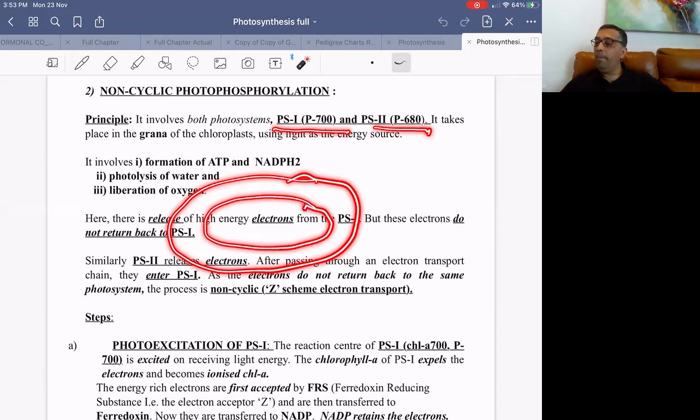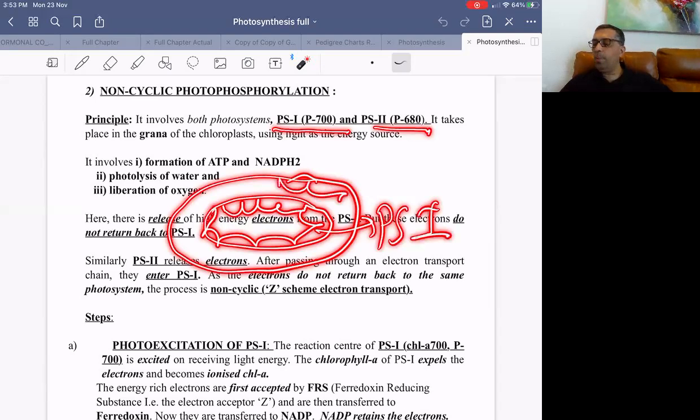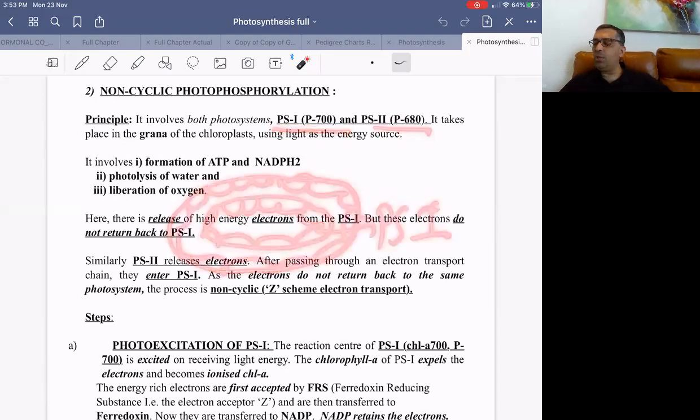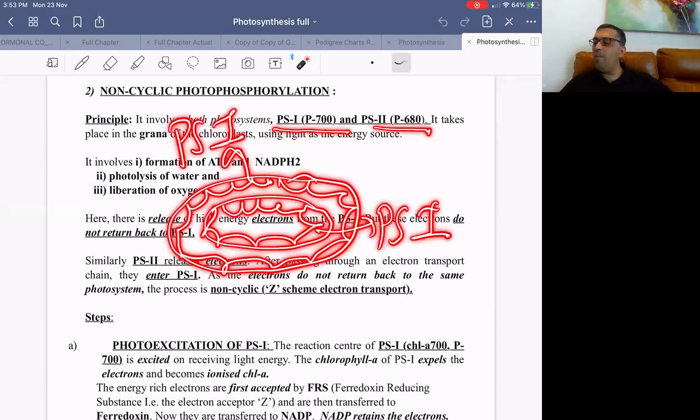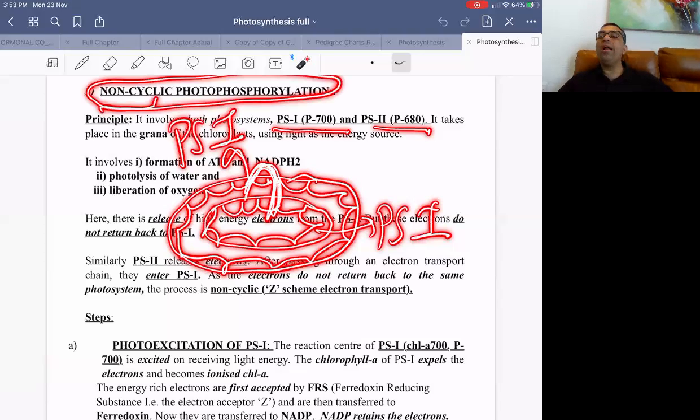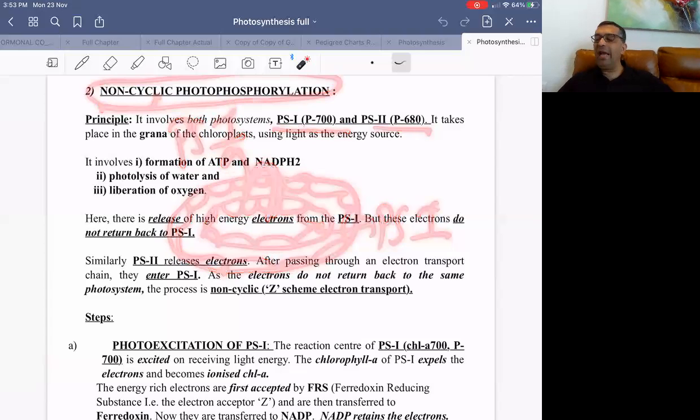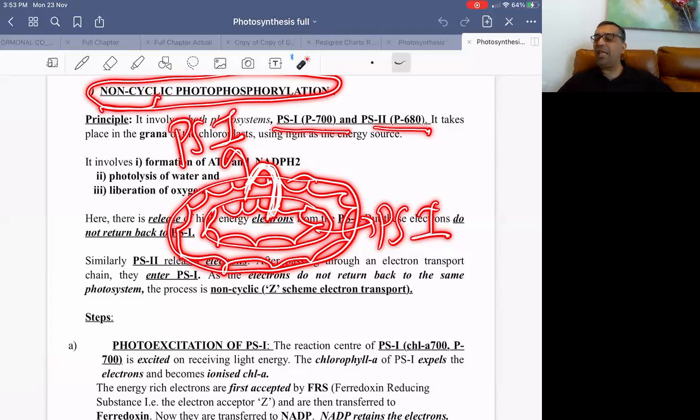If you remember, PS2 is present on the inner membrane of the thylakoid. यहाँ पर PS2 है, और outer membrane of thylakoid में PS1 है. तो inner membrane और outer membrane के बीच में होता है non-cyclic photophosphorylation. When does non-cyclic photophosphorylation take place? Between the outer membrane and the inner membrane of the thylakoid.